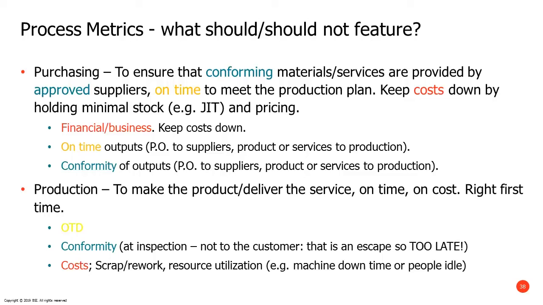If you look at production, you need to make the product or deliver the service on time, on cost, right first time. You don't want to be doing reworks. You don't want to be generating scrap. That's non-value add. So you have on-time delivery, again. You have conformity, and you need to decide where you're going to measure that. Are you going to measure that at inspection, i.e. before it goes to the customer? Probably not a good idea to measure it after it's gone to the customer, because that's an escape, so it's too late. So your conformity metric ideally would be measured before release to the customer.